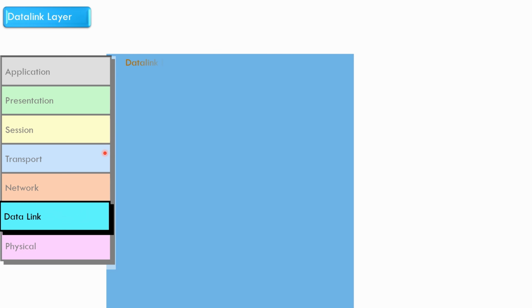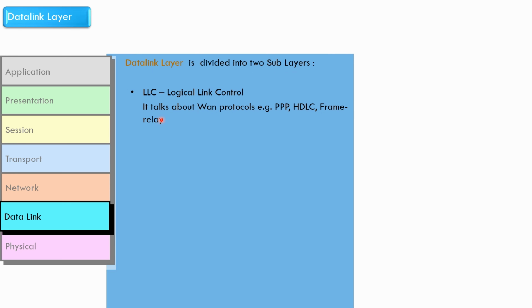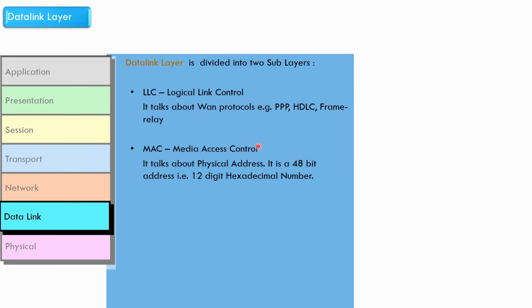Data link layer is divided into 2 sublayers. Logical link control talks about WAN protocols, for example PPP, HDLC, Frame Relay. MAC, media access control, takes the physical address, which is a 48-bit address, a 12-digit hexadecimal number. It is also responsible for error detection. Devices working on the data link layer are switches, bridges and NICs, network interface cards.